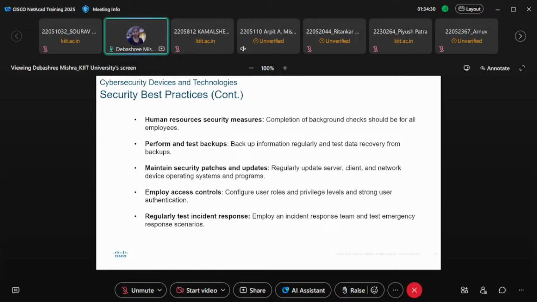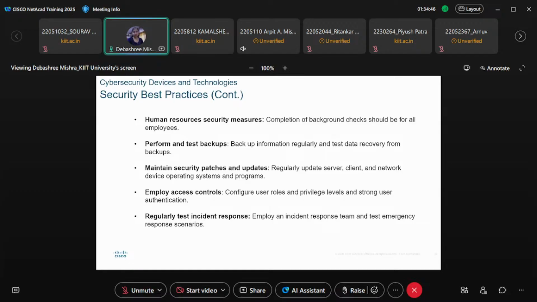Next is maintaining security patches and updates. These are the regular updates that need to be done on the servers, the clients, the network, and the operating systems which we are using in the organization.